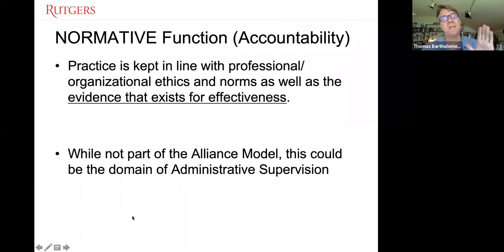But the normative function is the idea of keeping practice in line with professional and organizational ethics and norms, as well as the evidence that exists for effectiveness. So it's really an accountability function. It's also that smooth running office, right? If the person's not showing up, that's a problem. And so the alliance model doesn't really include this notion of administrative supervision, but it's understood that not every organization can separate them due to how burdensome that can be.